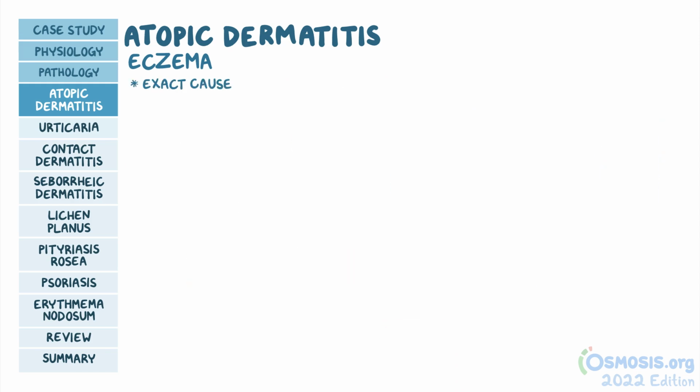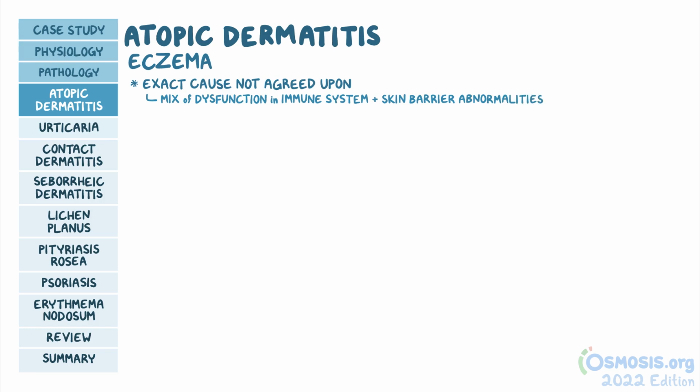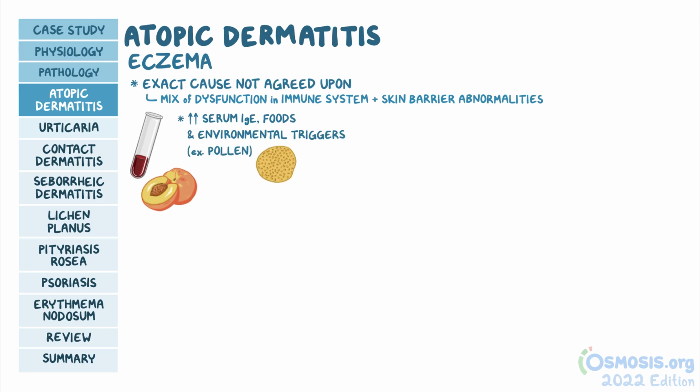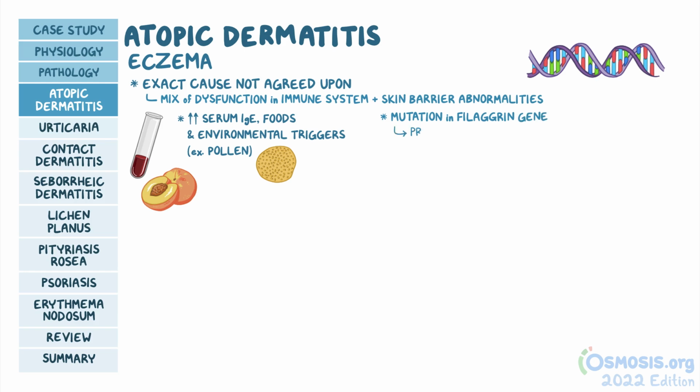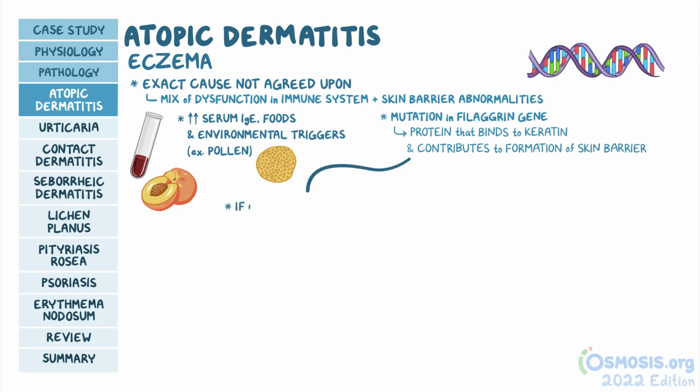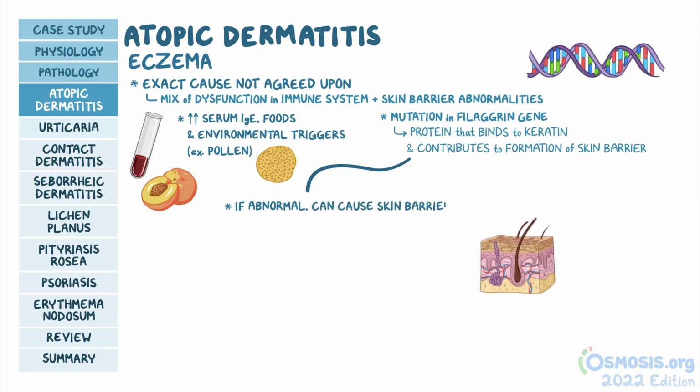Now, the exact cause of the skin inflammation seen in atopic dermatitis is not fully agreed upon. However, it seems to be a mix of dysfunction in the immune system and skin barrier abnormalities. In regards to dysfunction in the immune system, atopic dermatitis is associated with an elevated serum IgE, as well as certain foods and environmental triggers like pollen. Abnormalities of the skin barrier in atopic dermatitis are associated with a mutation in the filaggrin gene. Filaggrin is a protein that binds to keratin and contributes to the formation of the skin barrier. So if it's abnormal, it can cause the skin barrier to become porous and leaky.